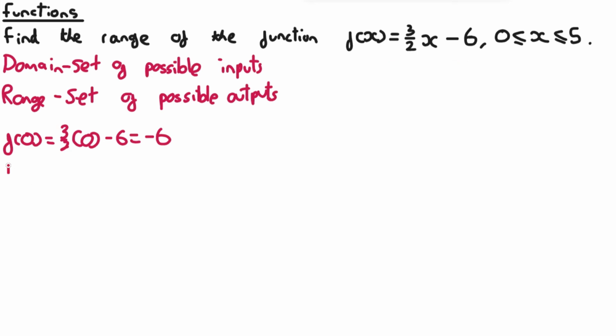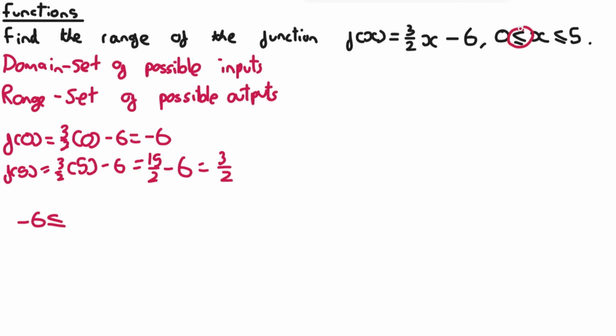So this is f of 5, which is equal to 3 over 2 times 5 minus 6, which is equal to 15 over 2 minus 6, which is equal to 3 over 2. So the range of the function is between this and this, so it's minus 6 as the smallest number, and it could also be equal to minus 6 because we have the equals inequality here as well. f of x, and then 3 over 2 is the biggest value.